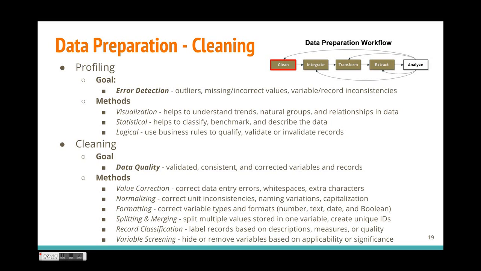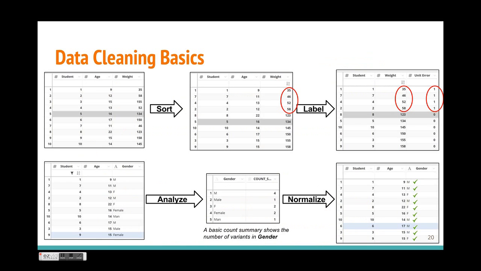So let's take a look at a really simple example. At the top here we have students 1 through 10, and we have their age and their weight as a small subset of the data we'll be working with. If we sort by weight, we can very quickly identify that some students were measured in kilograms and some in pounds for their weight.